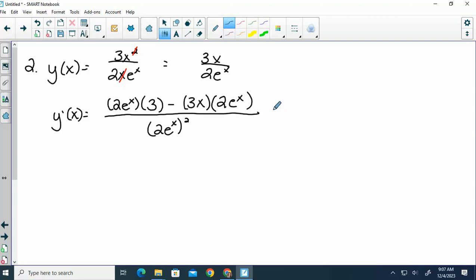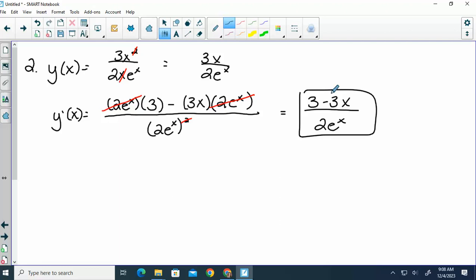What do you notice at this point? I can take out 2 e to the x from everything. So we get 3 minus 3x over 2 e to the x. Number 3 we were okay with. Number 4.